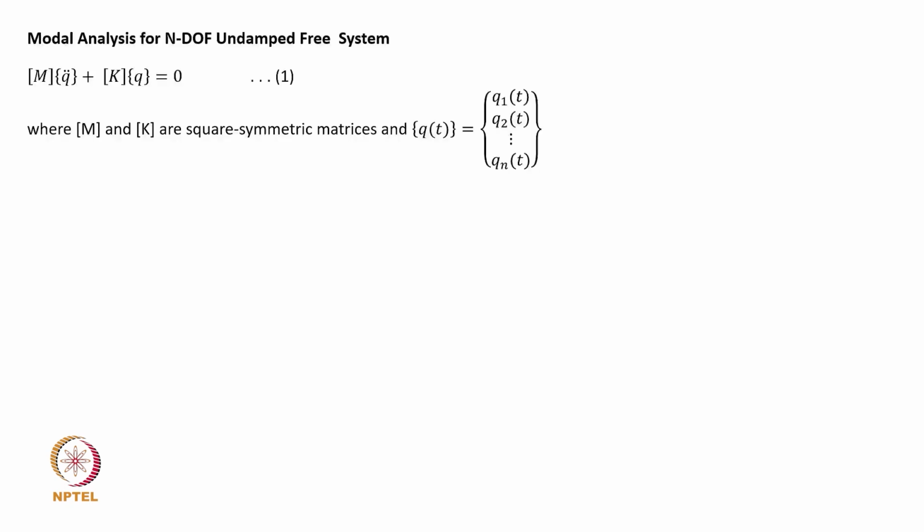Now, with this we are said to exploit this orthogonality property for solving a large degree of freedom governing equation of motion. So, what we say is that M and K are square matrices, they are symmetric matrices, and the response in the physical coordinate is given by q(t). Now, we transform this physical response into modal or principal coordinates.